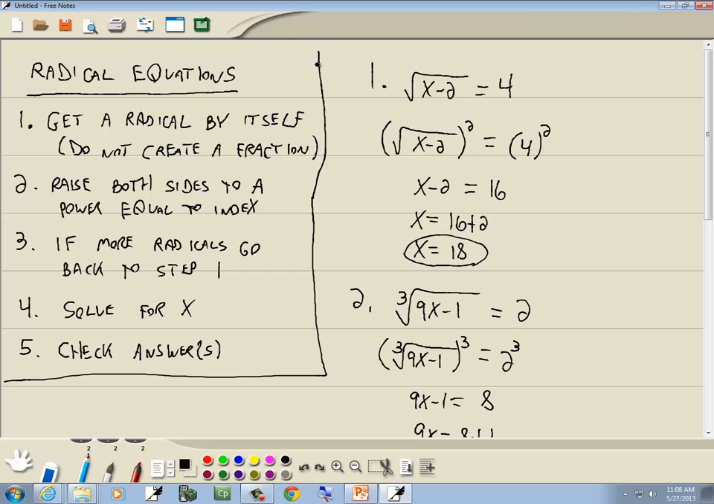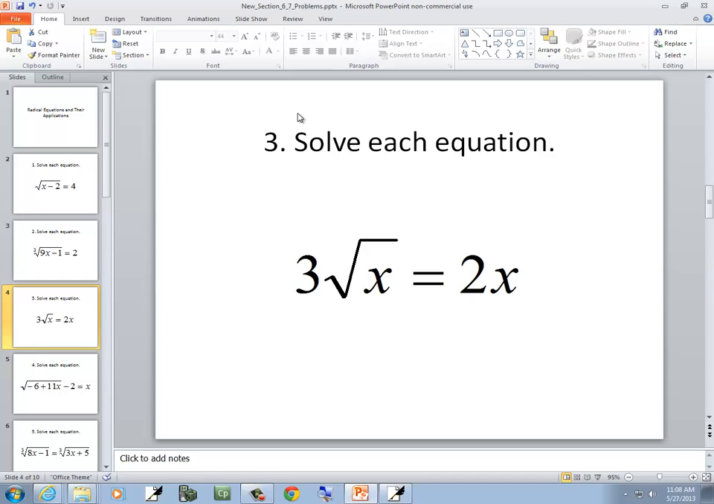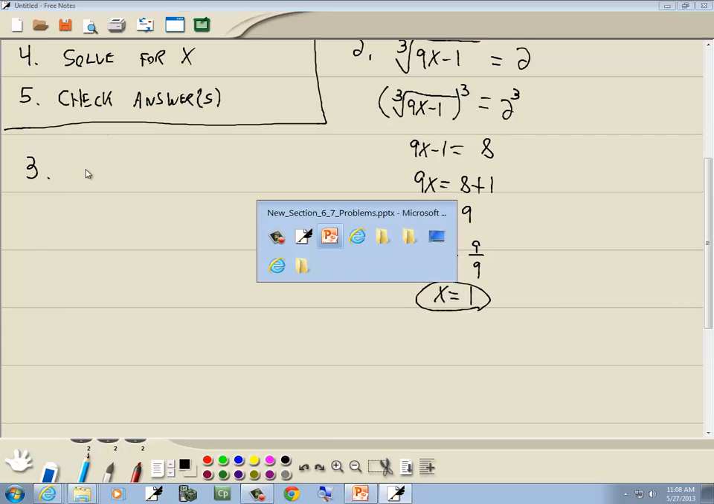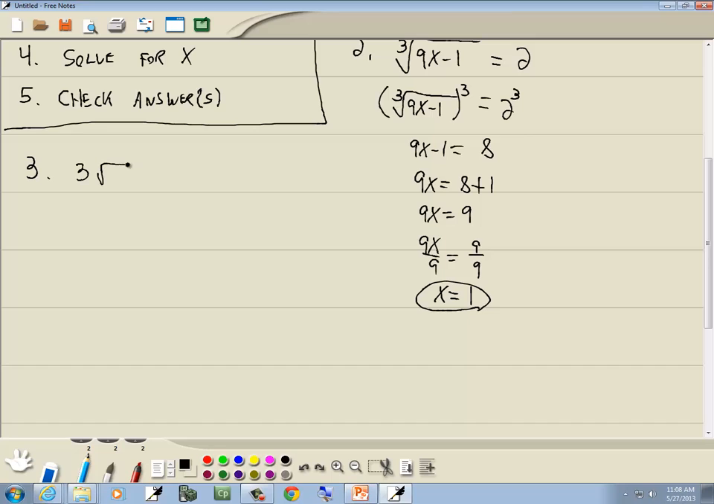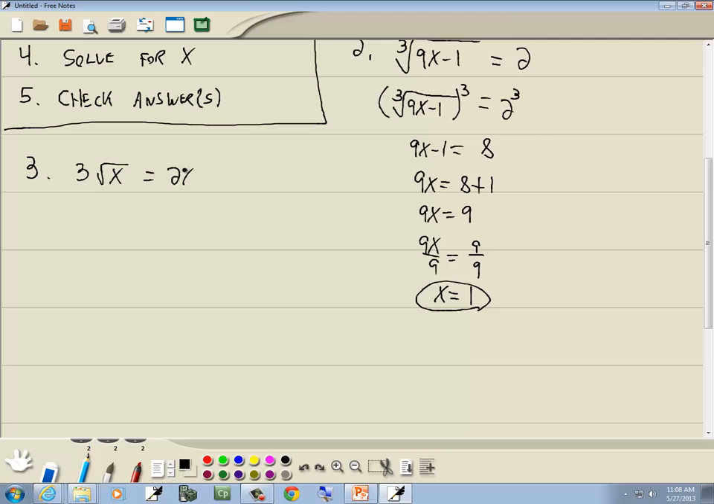Okay, let's look at our next problem. We have 3 square root of x is equal to 2x. Step 1, get a radical by itself. Well, the radical is not quite by itself. We have a 3 in front of the square root. But if I divide both sides by 3, I'd create a fraction. And we don't want to create a fraction. So let's go ahead and go on to step 2. Step 2 says raise both sides to a power equal to your index. Well, this is a square root, so we're going to square both sides.